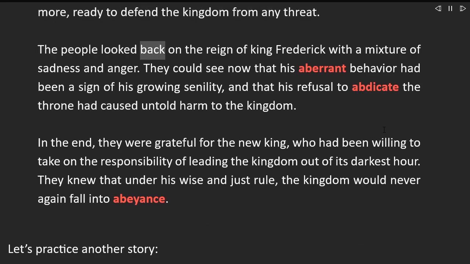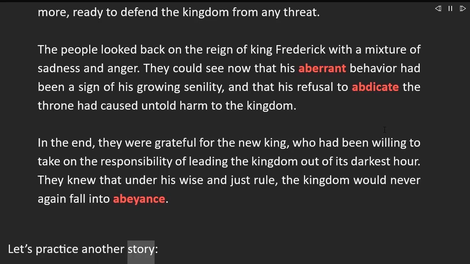The people looked back on the reign of King Frederick with a mixture of sadness and anger. They could see now that his aberrant behavior had been a sign of his growing senility, and that his refusal to abdicate the throne had caused untold harm to the kingdom. In the end, they were grateful for the new king, who had been willing to take on the responsibility of leading the kingdom out of its darkest hour. They knew that under his wise and just rule, the kingdom would never again fall into abeyance.